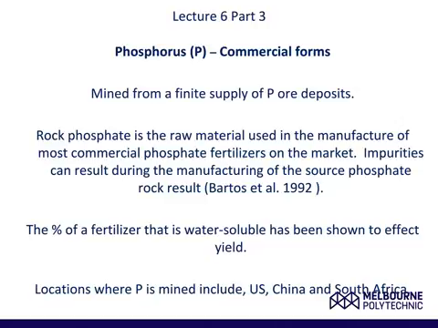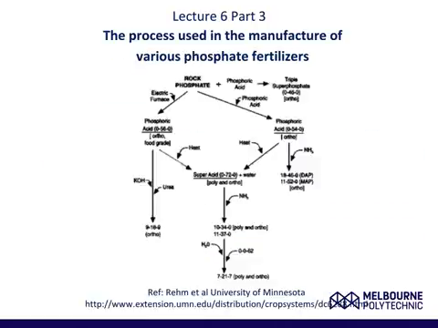Phosphorus tends to be mined in the US, China and South Africa. The following depicts a generalized diagram showing the various steps used in the manufacture of phosphate fertilizers. This was obtained from the University of Minnesota, and further details on commercial production of phosphate fertilizers can be found on this website, and a link to this will be provided on Moodle.